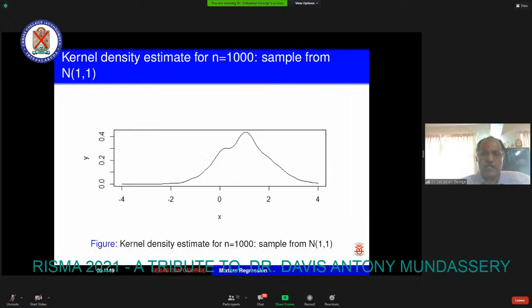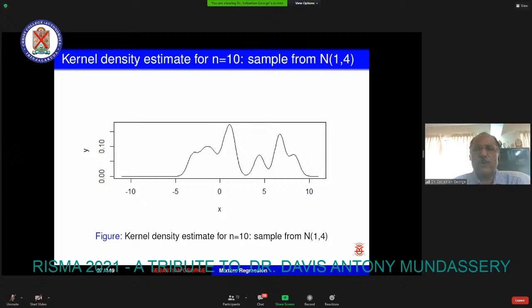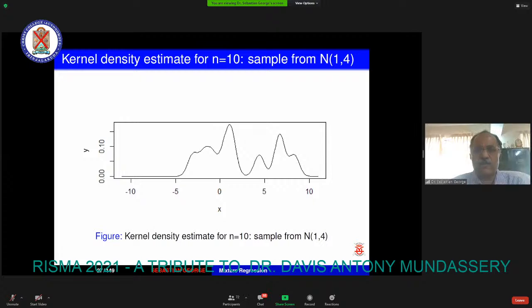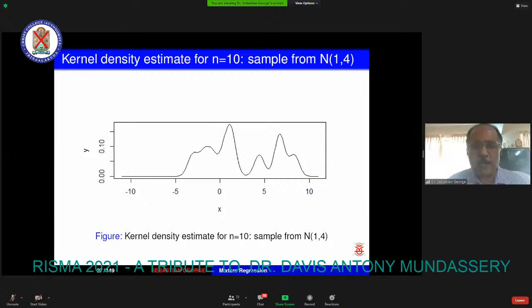So this is the kernel density estimate of n equal to 1000 observations sampled from normal(1, 1). Remember, as the sample size becomes larger and larger, this approaches the actual population. But if the sample size is small, apparently this mixture type you can observe from it. In that case, it need not be very near to the actual population. As the sample size n becomes larger, if it is coming from a univariate normal population, it will approach the normal.